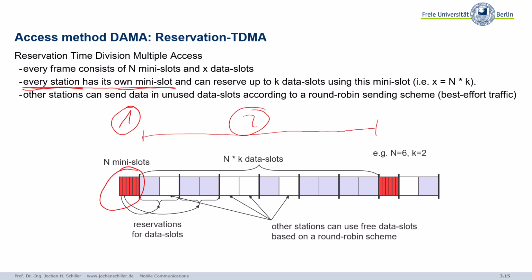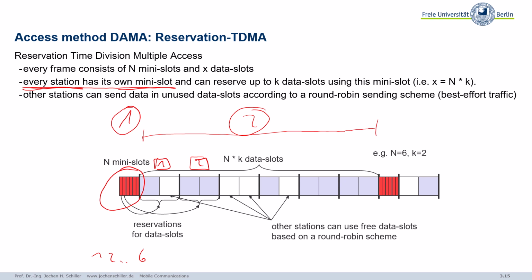Now let's assume each station has its own mini slot. So station 1, 2, etc. up to station 6 in this case. 6 stations. Each station belongs to one mini slot. And now I can make a reservation. In this example, station 1 and station 2 made reservations. Maybe station 3 did not make any reservations. The point now is, if you made a reservation, you're allowed to use the data slots exclusively.